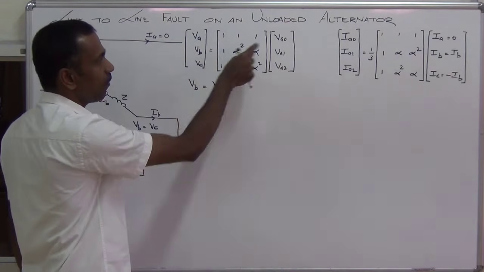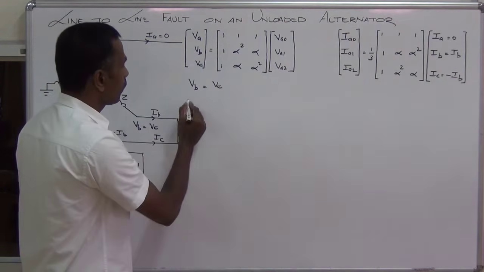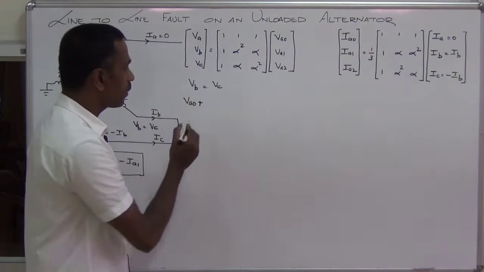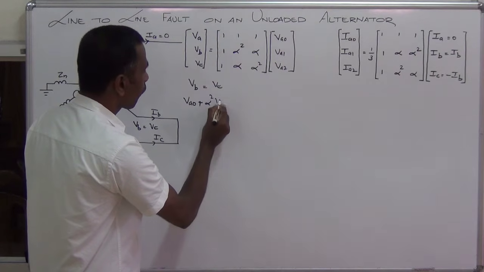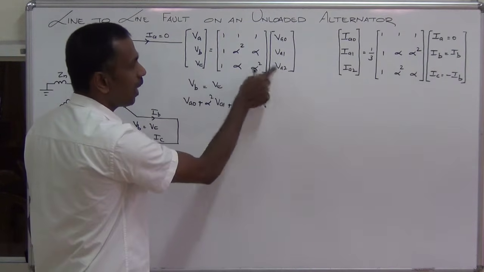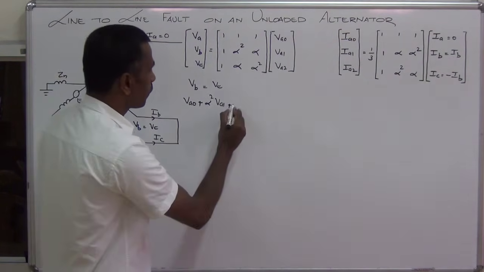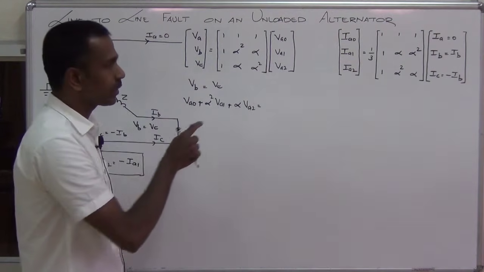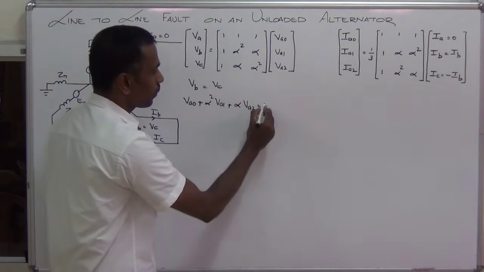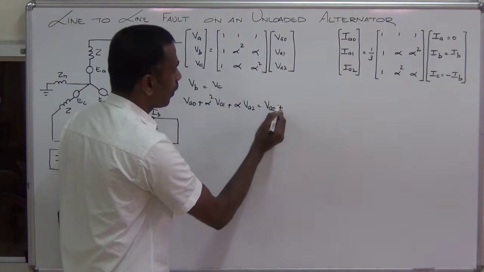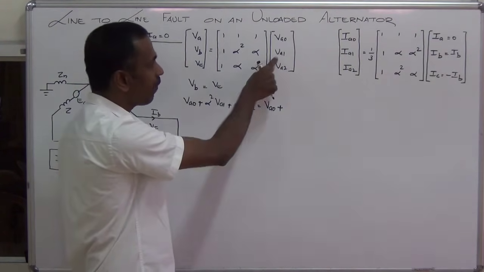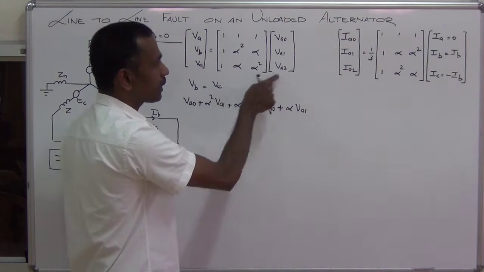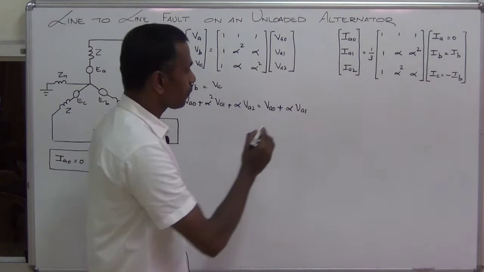VB equals 1 into VA0 plus alpha square VA1 plus alpha VA2. VC equals VA0 plus alpha VA1 plus alpha square VA2.